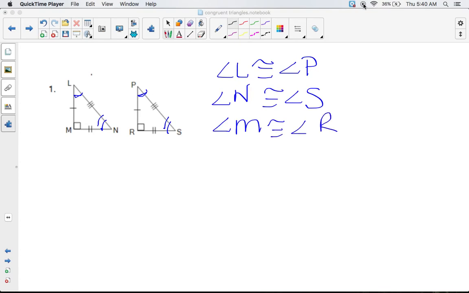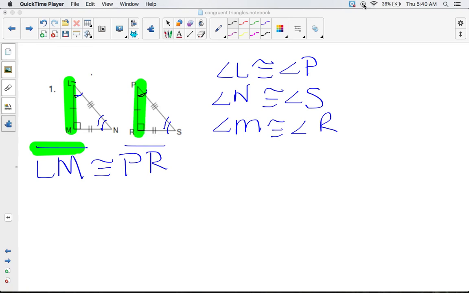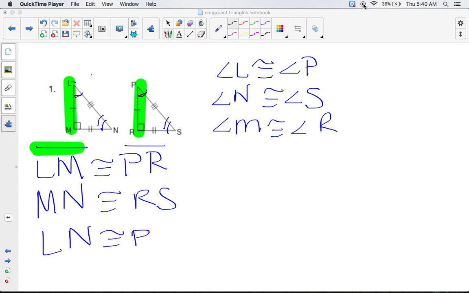And then let's talk about the sides, the corresponding sides. LM is congruent to PR. And the reason is because they both have 1 tick mark. Do you see that? LM, PR, they both have 1 tick mark. Then we have MN is congruent to RS. And LN is congruent to PS. All right.